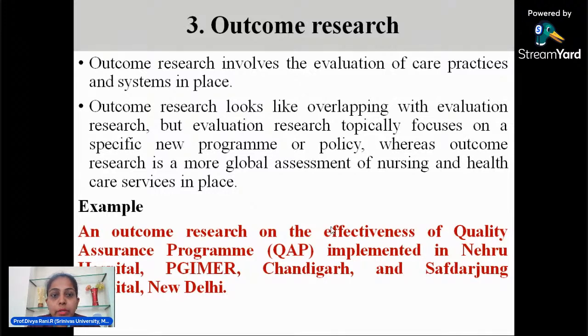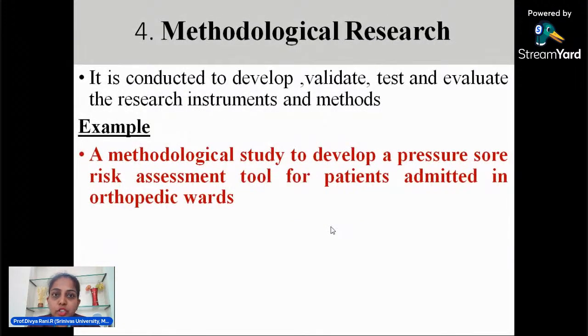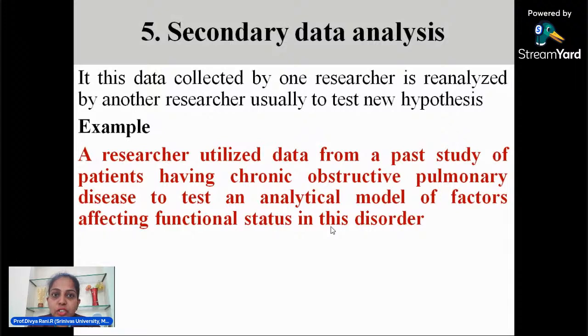For example, if you want to check the quality assurance program in a particular hospital, then you use an outcome research design. Next one is methodological research design. That is, you are developing an instrument and you want to test how effective that particular instrument is. If you are developing a particular instrument, then you use a methodological research design.